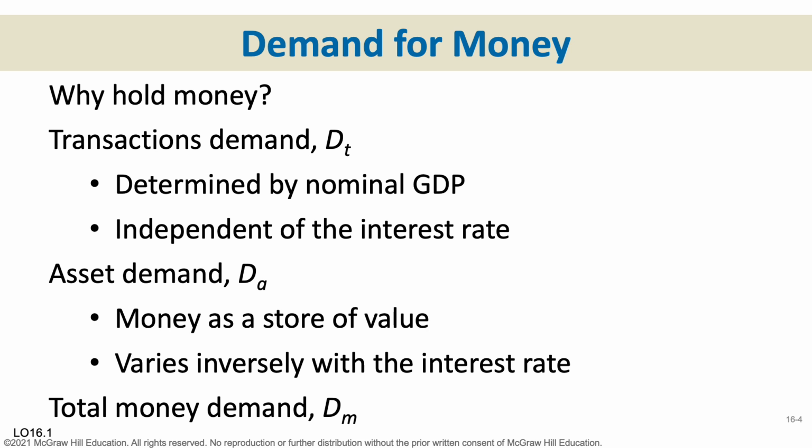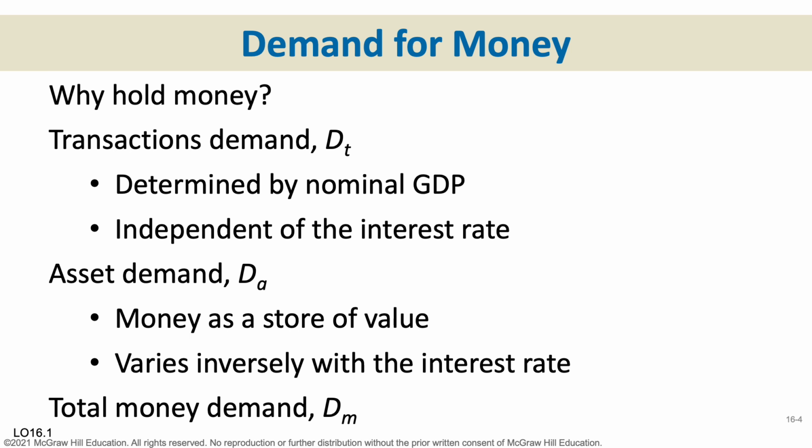So think about why you want money. Why do you want money? Well, we want money to buy stuff, right? That's the transaction demand. So we're thinking about how much money we want to buy stuff, the transaction demand. We're really thinking about our income. How much money do we have? We're not really thinking about what the interest rate is.